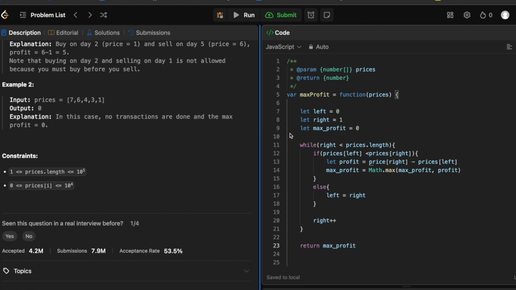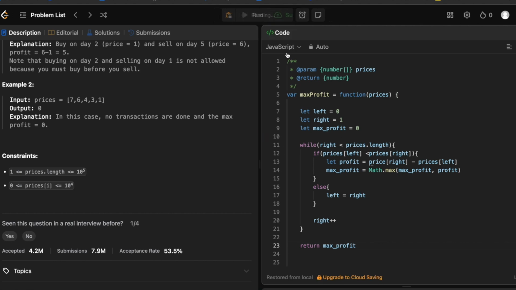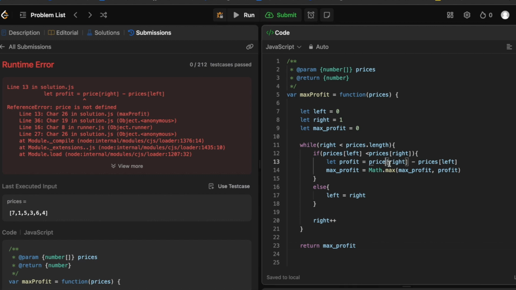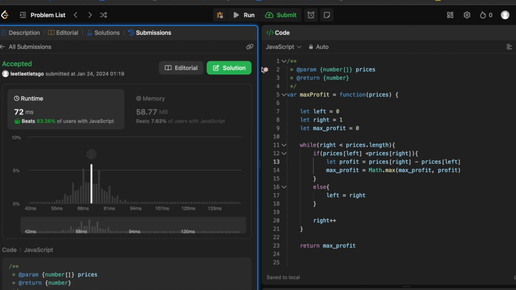Now let's submit this code. And you'll see I made a mistake right here. I wrote price instead of prices. And you'll see that our code was successful.